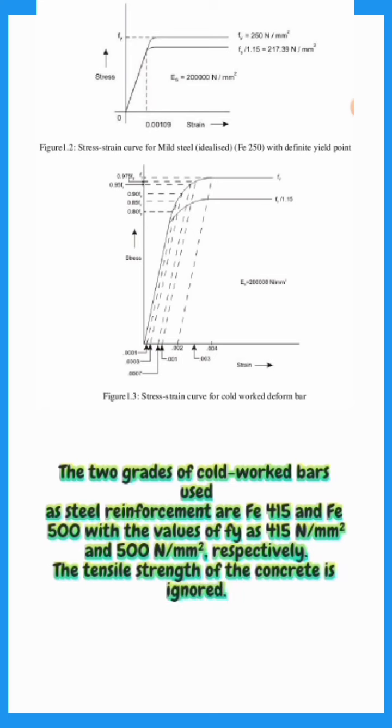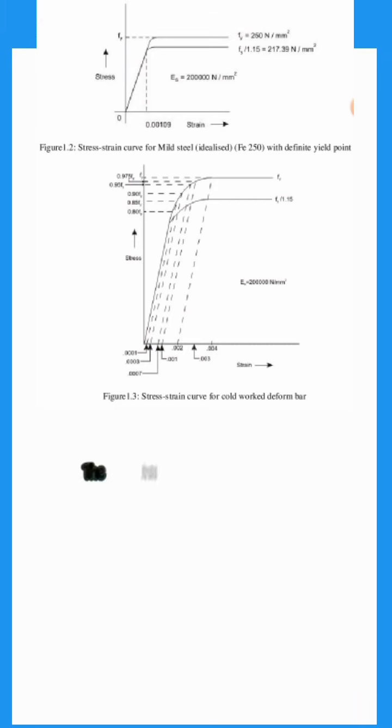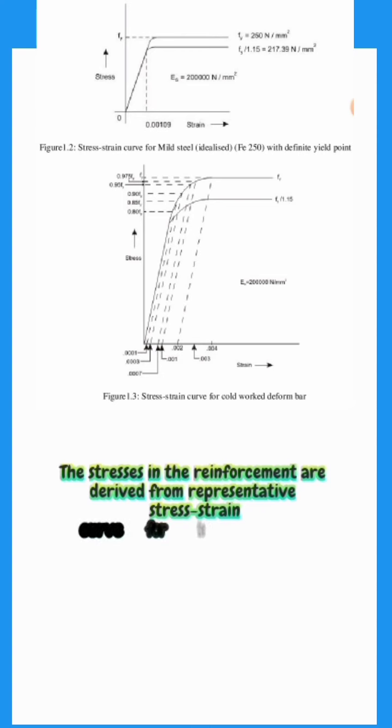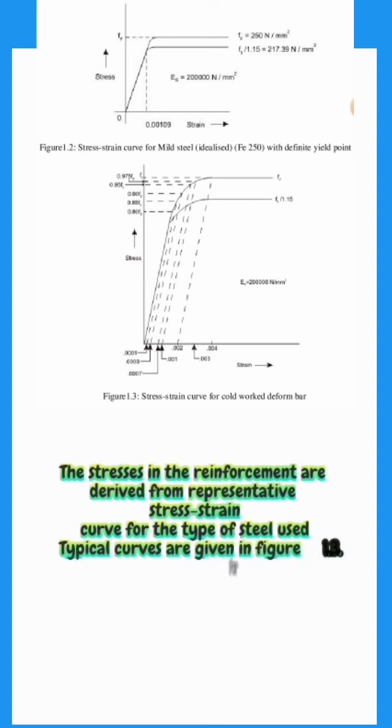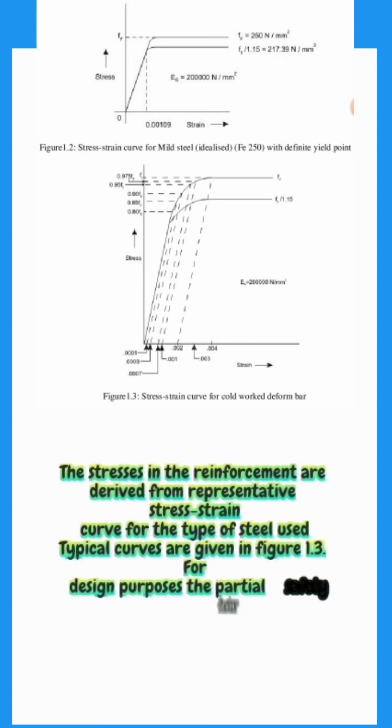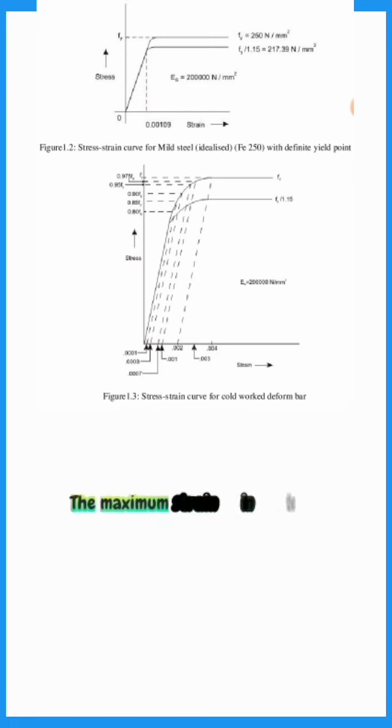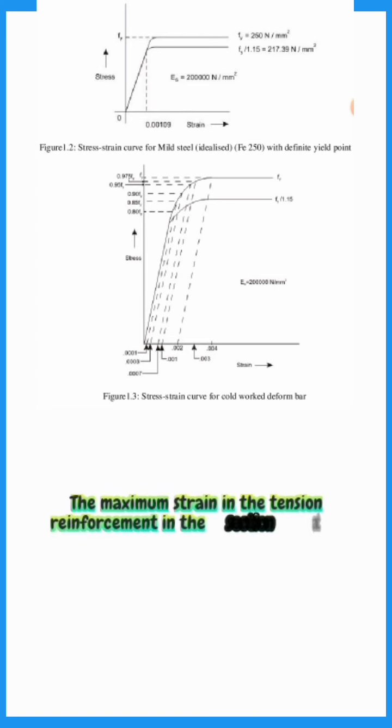The tensile strength of the concrete is ignored. The stresses in the reinforcement are derived from representative stress-strain curve for the type of steel used. Typical curves are given in Figure 1.3. For design purposes, the partial safety factor equal to 1.15 shall be applied. The maximum strain in the tension reinforcement in the section at failure shall not be less than 0.87 Fy upon Es plus 0.002.